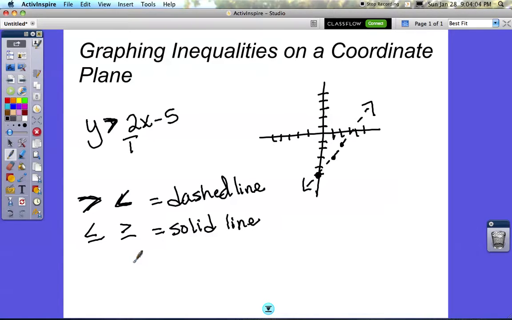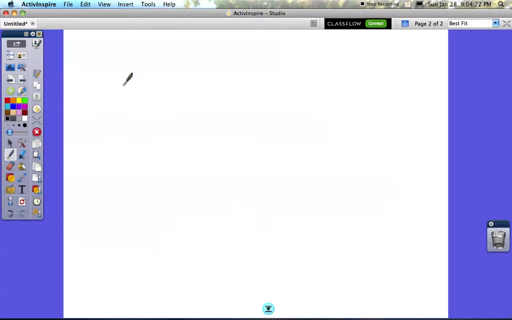Okay? Now, let me explain something to help you understand. When you've got an inequality, you don't have one answer that makes that true. You have a whole bunch of answers that make that true. Okay? We're going to go back to 2x plus 5 greater than 7. How did we solve this?